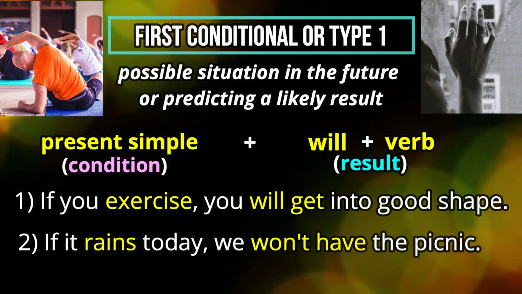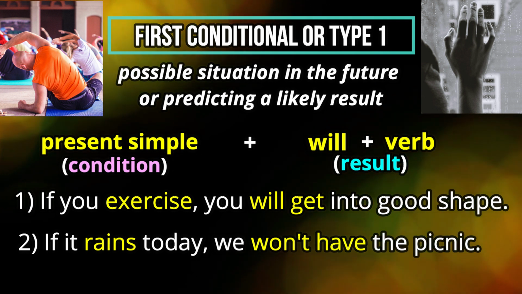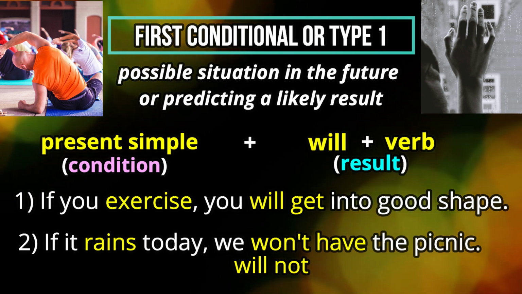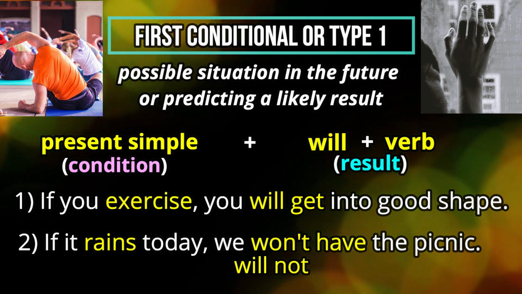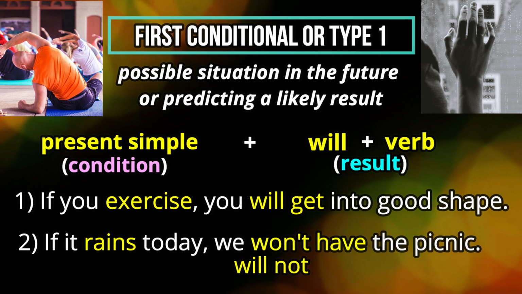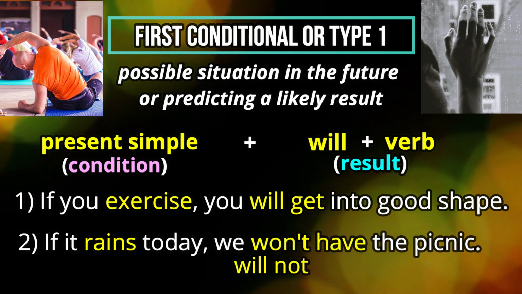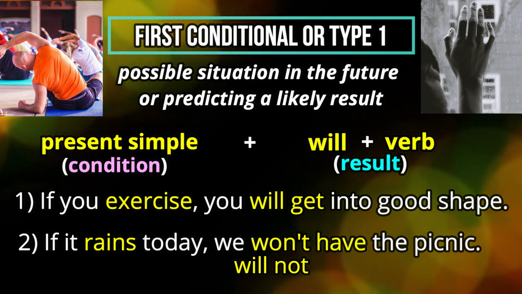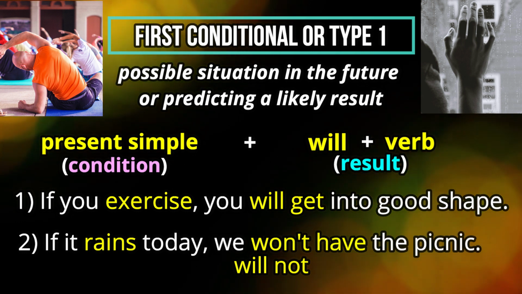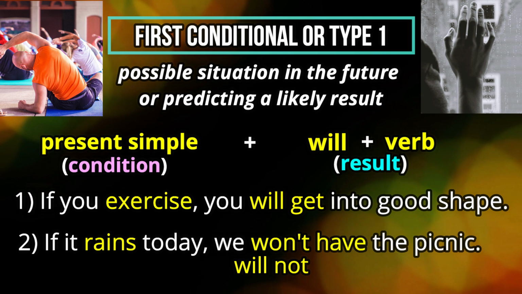In the condition, in the if clause, if it rains today, if we have rain, we won't have the picnic. That will be the result. They will cancel the picnic. So you can see how it predicts the likely result, and you can see present simple in the if clauses of 1 and 2. The first one is exercise and rains in the second one.